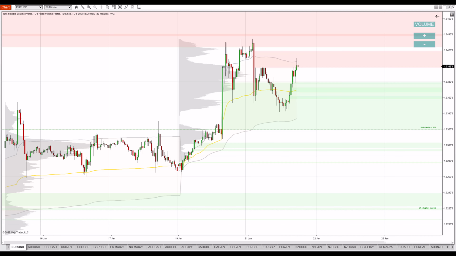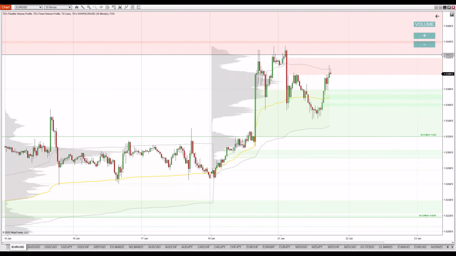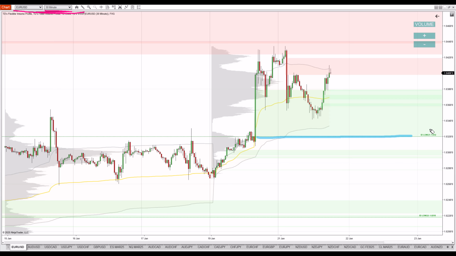Today we'll take a quick look at the EUR/dollar. What you see before you is the NinjaTrader 8 platform with my custom-made volume profile and VWAP indicators, and this is the EUR/dollar chart. It is a 30-minute time frame, my favorite time frame for day trading analysis. And the level that I want to talk about, the strong support, is this one at 1.0320.